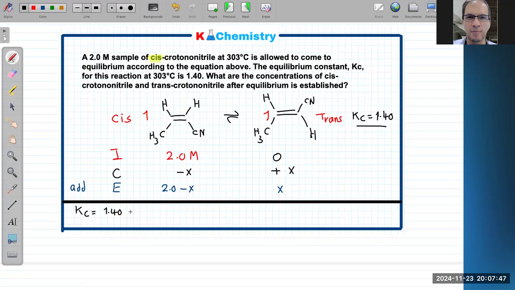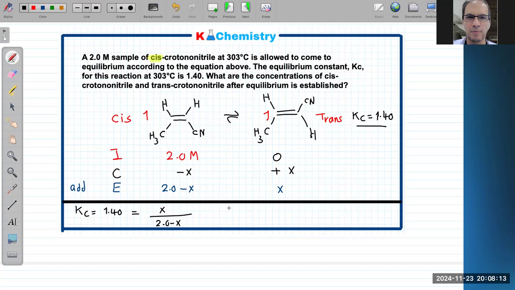He has given me the Kc here. It's equal to the concentration of the products. What is the concentration of products? That's equal to the X value. So I will just write the concentration that's showing in the equilibrium. And what is the concentration of the reactants? That's 2 minus X. Then the rest I will leave to the calculator to find X, or we can do it by some math, which is not very difficult.